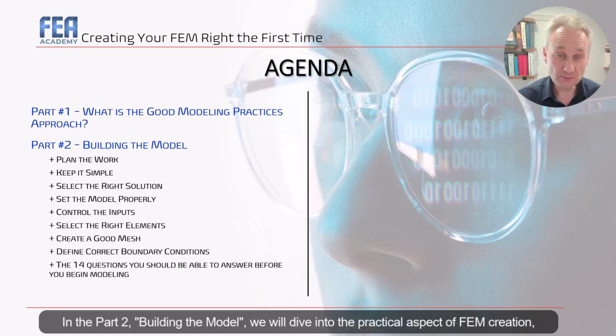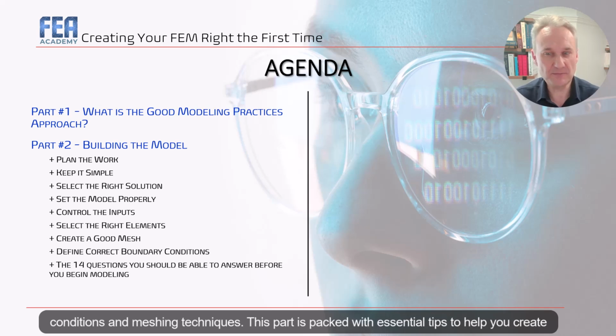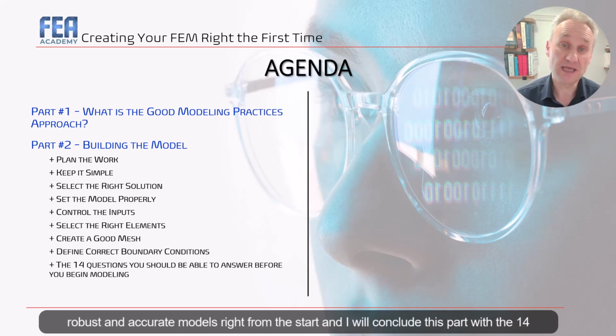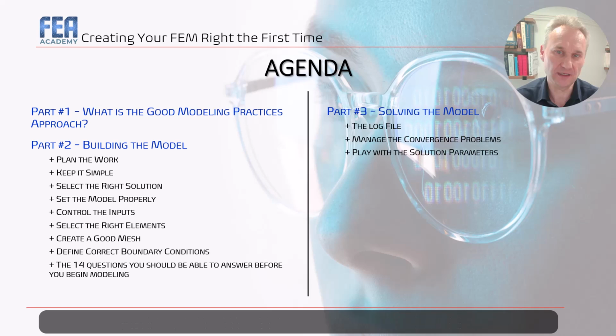In part 2, Building the Model, we will dive into the practical aspects of FEM creation, including planning your work, selecting the right solution, defining appropriate boundary conditions, and meshing techniques. This part is packed with essential tips to help you create robust and accurate models right from the start. And I will conclude this part with the 14 questions you should be able to answer before you begin modeling.